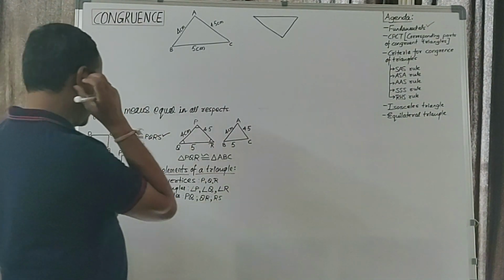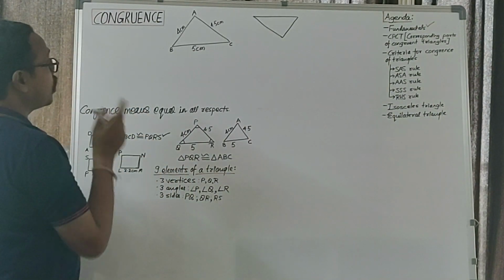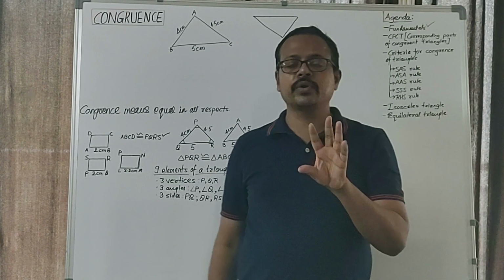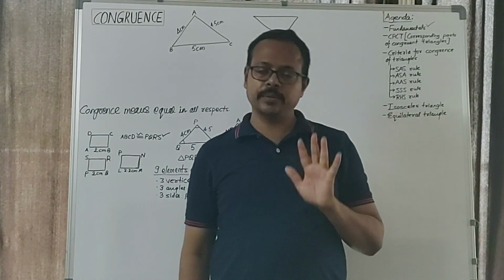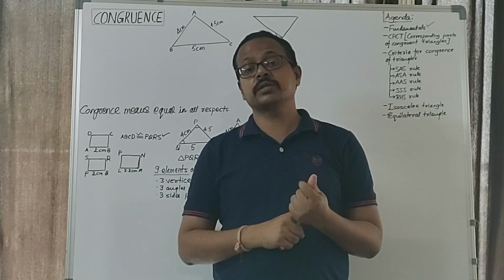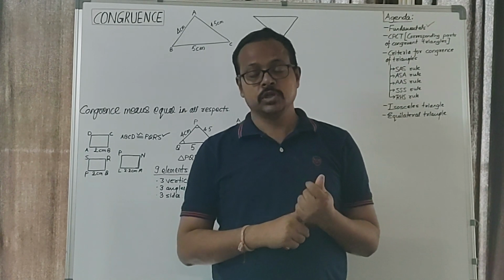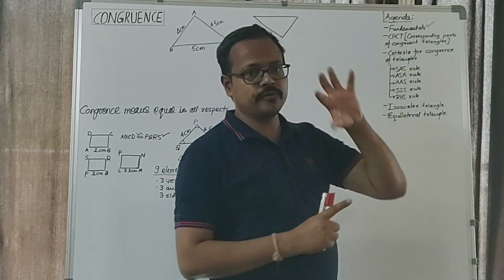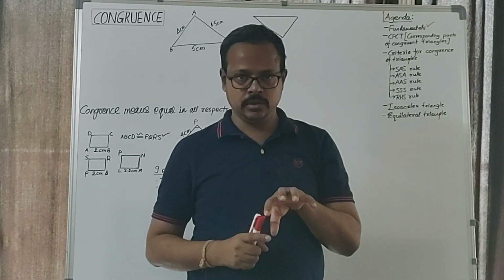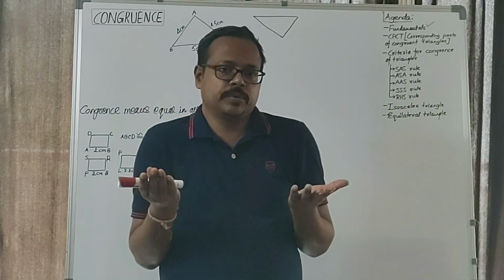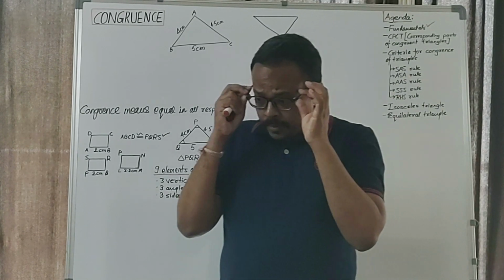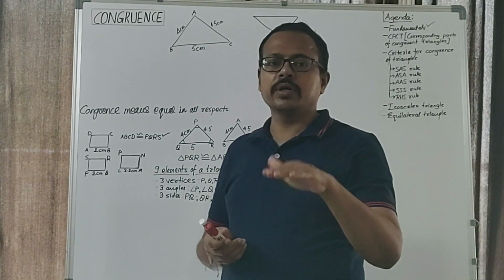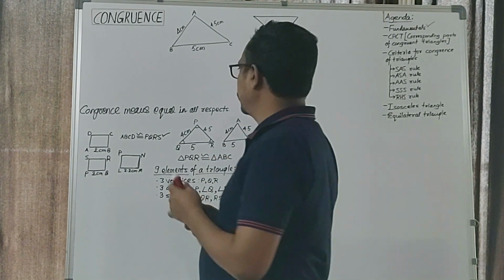Okay, so we are done with fundamentals. Now I will be jumping on to discuss CPCT. Once we prove that 2 triangles are congruent, that means their corresponding parts are equal. CPCT means corresponding parts of congruent triangles. So how can we use CPCT? Before that, we should know what CPCT is in detail.